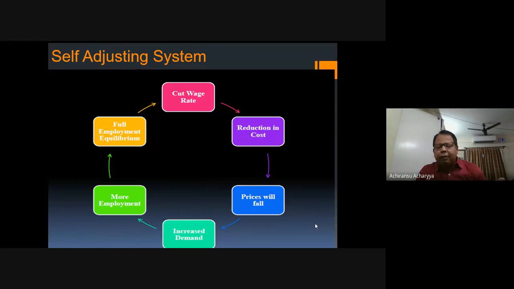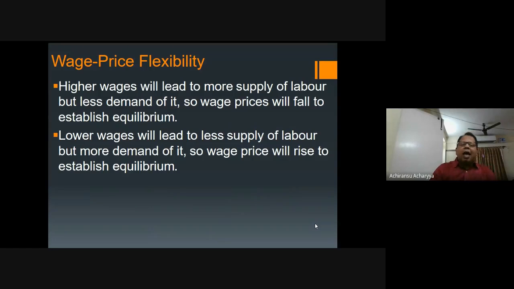It's self-adjusting. If the demand falls, the wage rate cut happens. There's a reduction in cost. Prices fall. The moment prices fall, demand rises. The more demand rises, production rises, more employment, and again you reach a full employment. So it's a self-adjusting circular process. This is the typical classical economy. And of course, the classical economy is based on two very important assumptions, which later on was found to be wrong. One is that higher wages will lead to more supply of labor, but less demand of it. So wage prices will fall due to established equilibrium, because the wages are flexible.